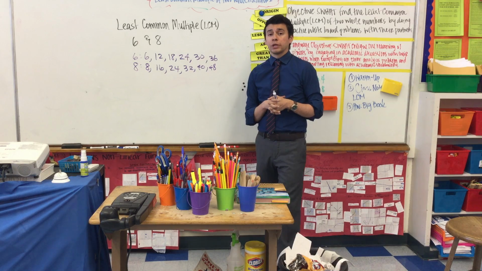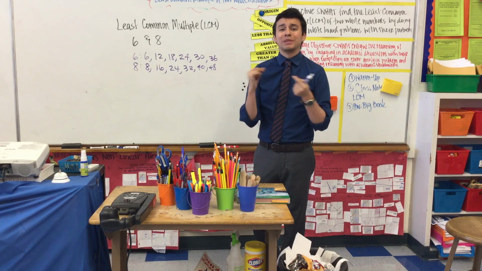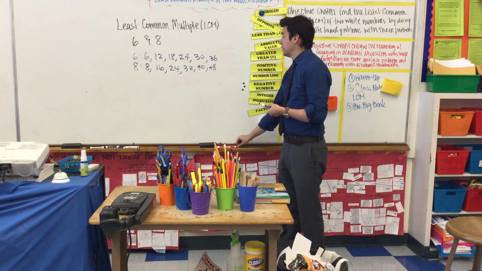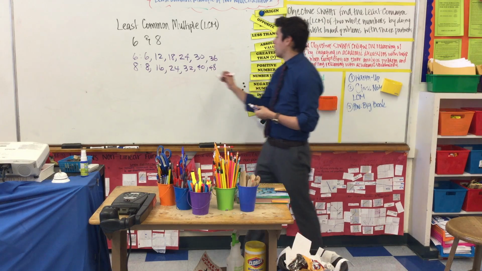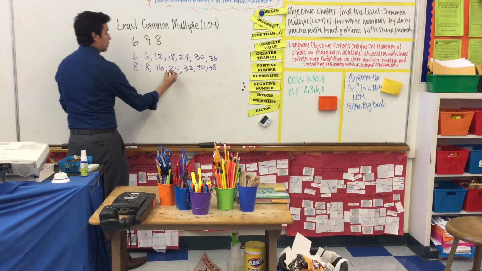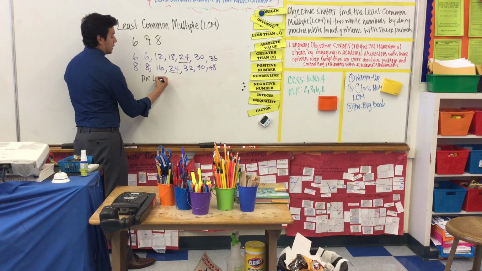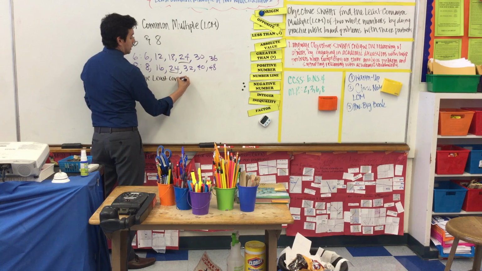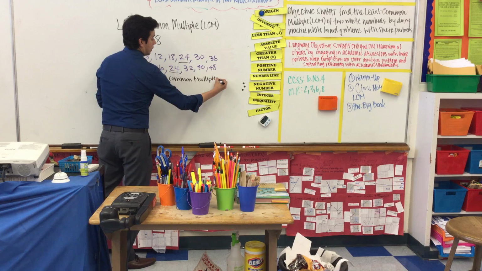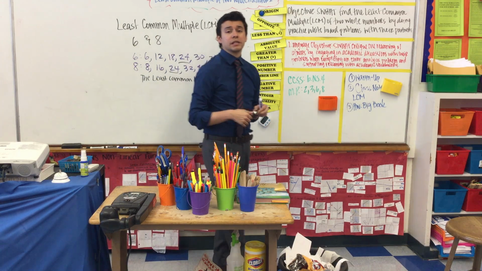Now what you need to look for is the number that they share in common, but it has to be the smallest number that they share in common. In this case, the multiple that they share in common is, you guessed it, 24. So that means the least common multiple, write in a sentence, the least common multiple is 24. That's how you figure out the least common multiple.